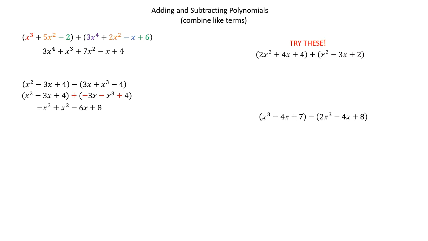Alright, so first one, just combine the like terms. You get 3x squared plus x plus 6. And the second one, first distribute the negative, and then combine your like terms. X cubed minus 2x cubed is just negative x cubed. Negative 4x plus 4x goes away, it's 0. And then 7 minus 8 is negative 1. So we have negative x cubed minus 1.